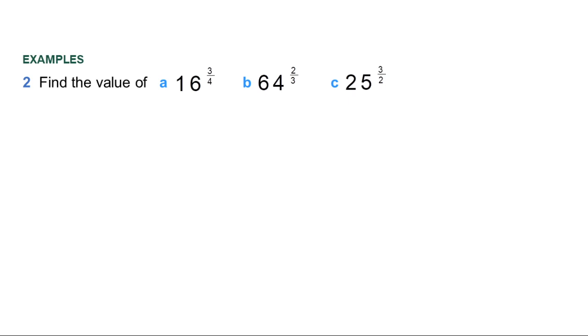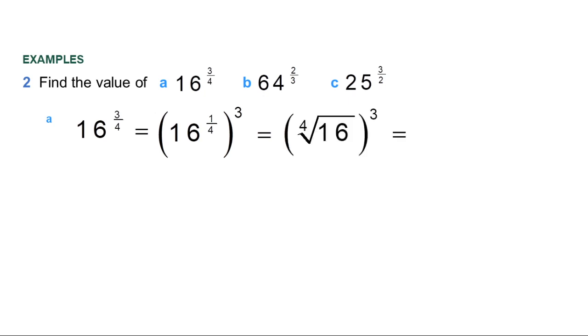find the value of the following. So this will be our example number 2. 16 to the power of 3 over 4. So it will become 4th root of 16 to the power of 3. Okay, because 16 raised to 1 over 4 to the power of 3. But you can directly move from here going to 4th root of 16 to the power of 3. Okay, and 4th root of 16, we all know that this is 2. So 2 to the power of 3 is 8.